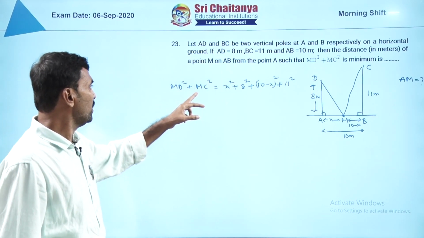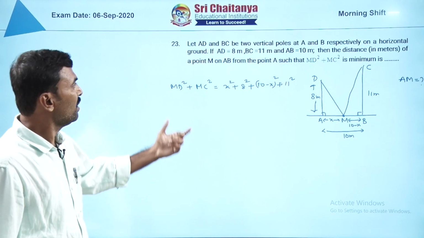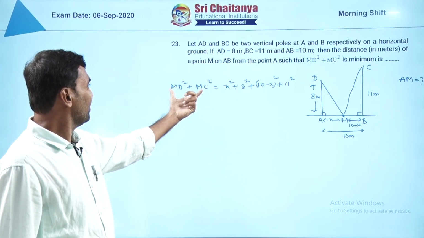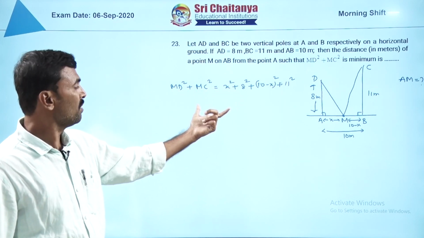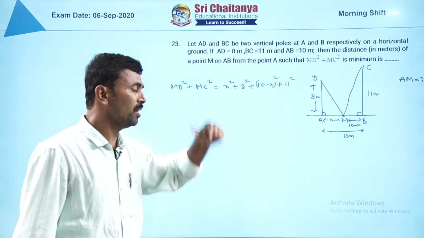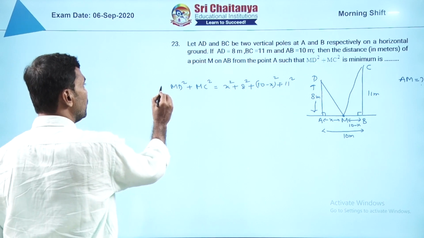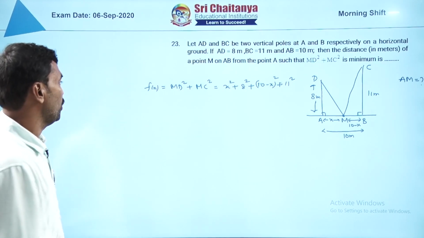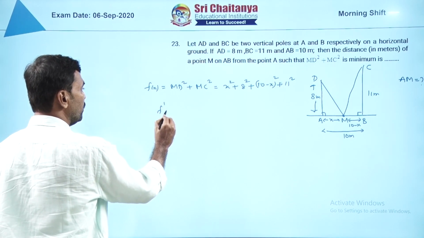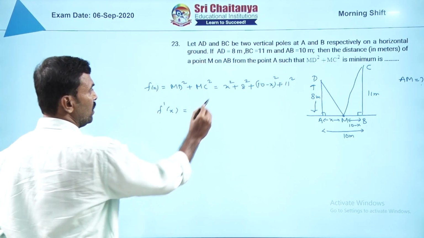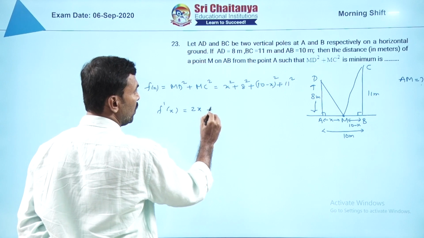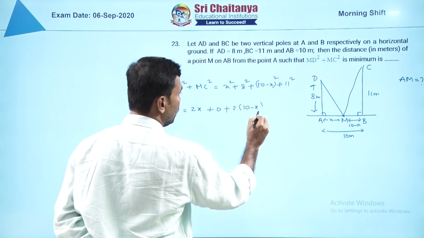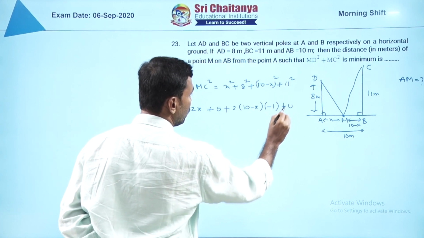This is MD square plus MC square. I want it for what value of x this is minimum. For what value of x, this is minimum, he is asking. So, let us take this to be a function in x. I am differentiating. What is f dash x? 2x plus 0 plus 2 into 10 minus x into minus 1 plus 0.